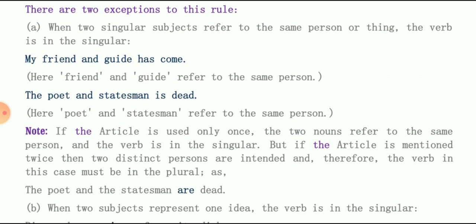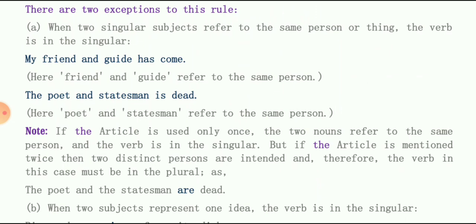Here friend and guide refer to the same person. The poet and statesman, actually that is one person. Here poet and statesman refer to the same person.